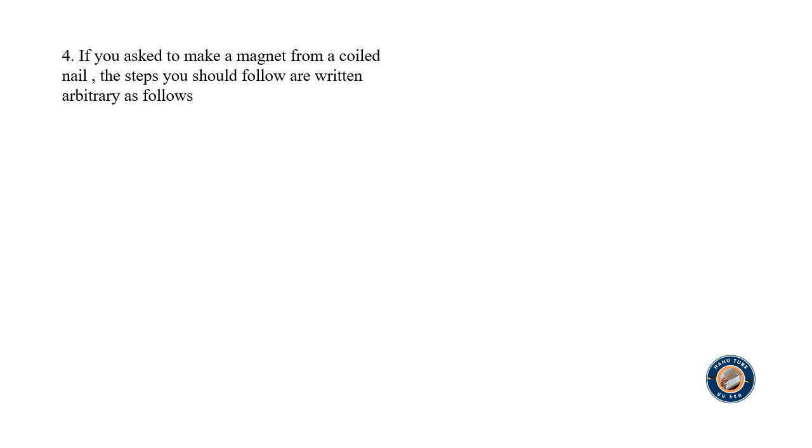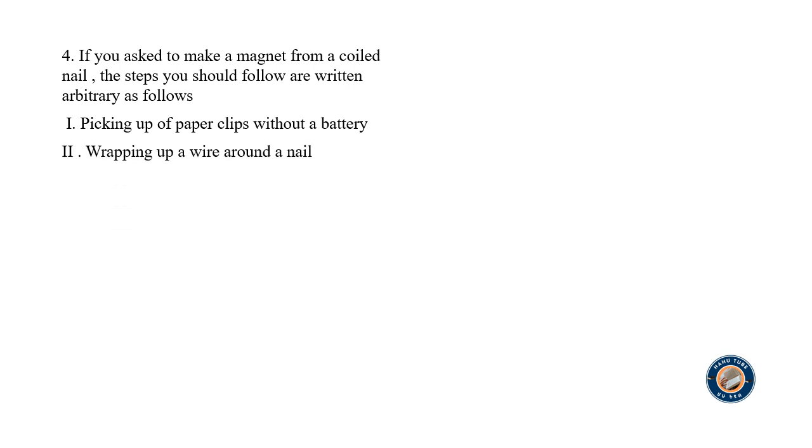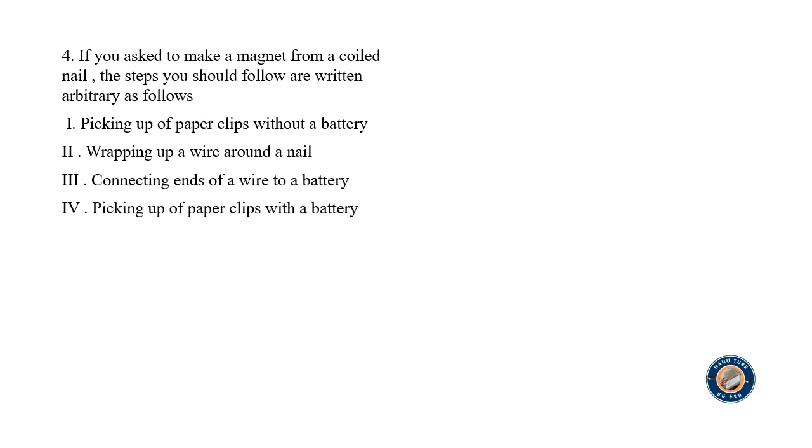Question number 4. If you are asked to make a magnet from a coiled nail, the steps you should follow are written arbitrarily as follows. 1. Picking up paper clips without a battery. 2. Wrapping a wire around a nail. 3. Connecting the ends of the wire to a battery. 4. Picking up paper clips with a battery. How do you apply these steps during your investigation?